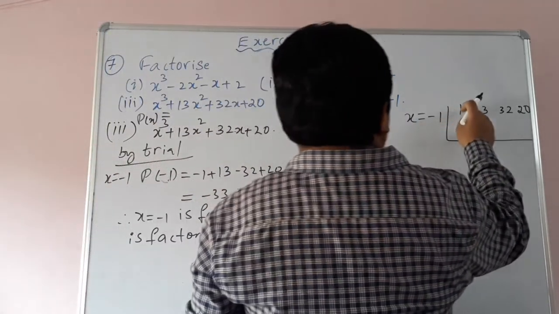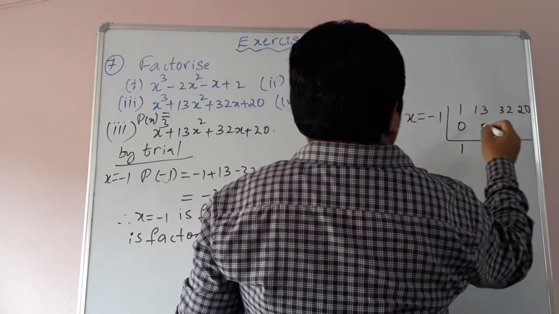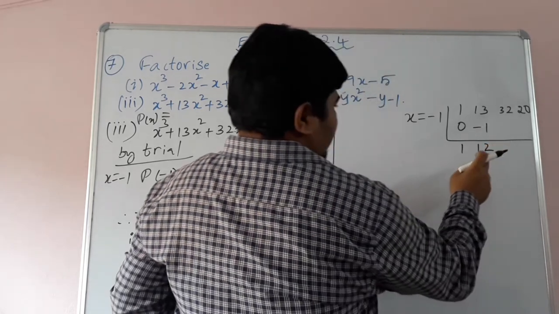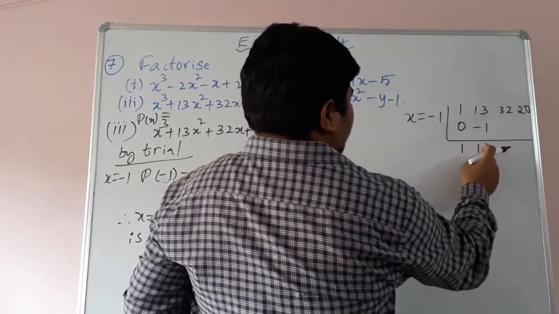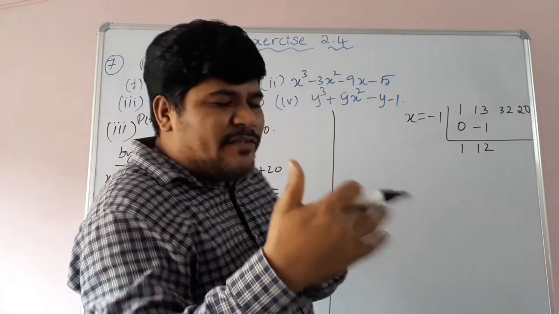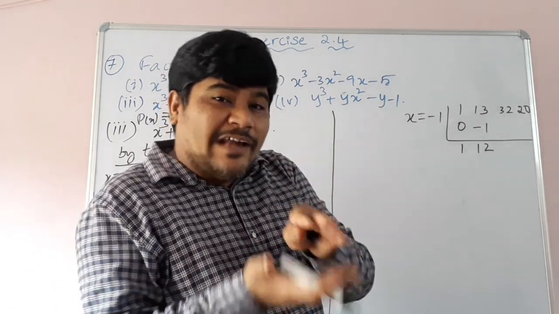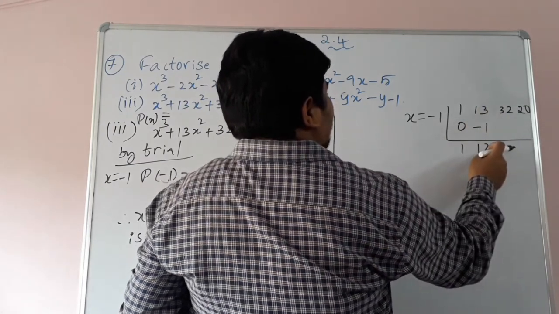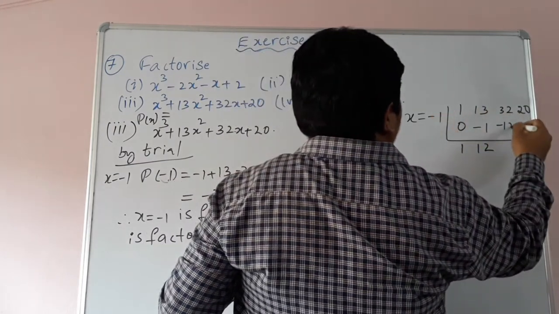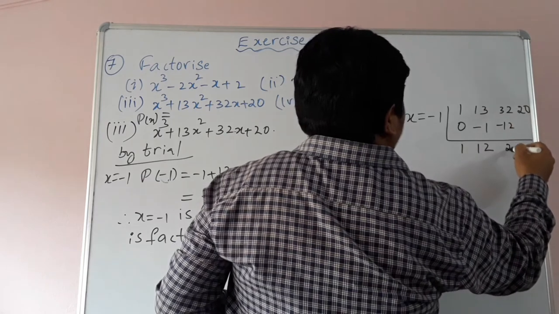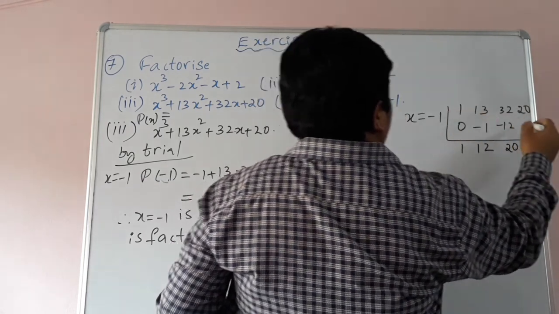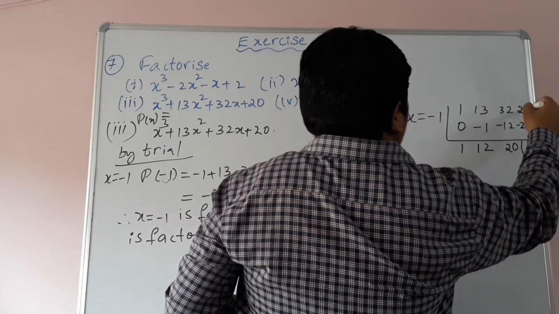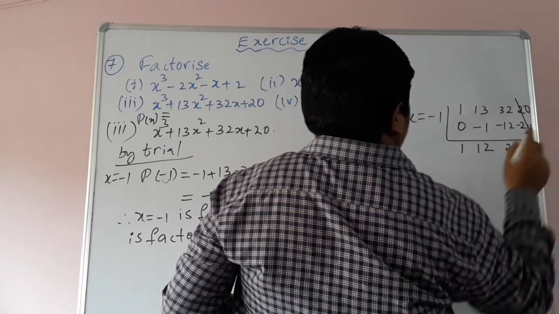Now you add: 1 plus 0 is 1. 1 into minus 1 is what, children? Minus 1. 13 minus 1 is 12. Observe carefully: 13 plus minus 1 is 12. Generally in division we subtract, but in Horner's method we add. That is the difference. So 13 plus negative 1 is positive 12. 12 into negative 1 is negative 12. So 32 minus 12 is 20. 20 into minus 1 is minus 20. Finally we add the last terms: 20 minus 20 cancels, giving 0 as the remainder.